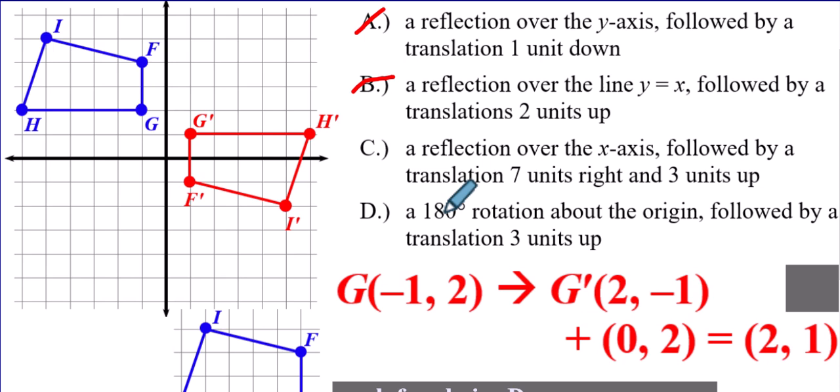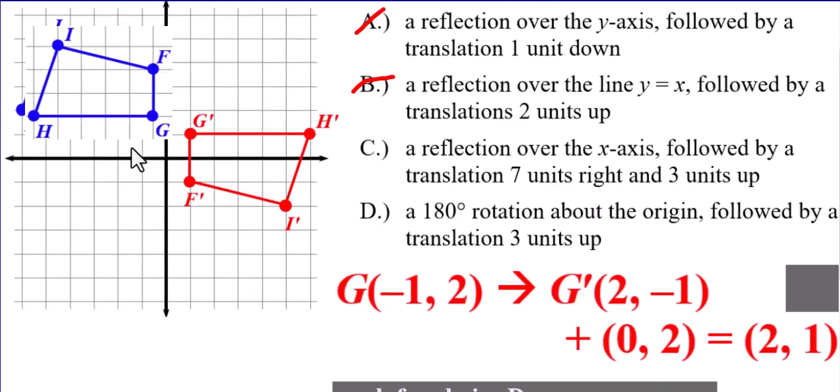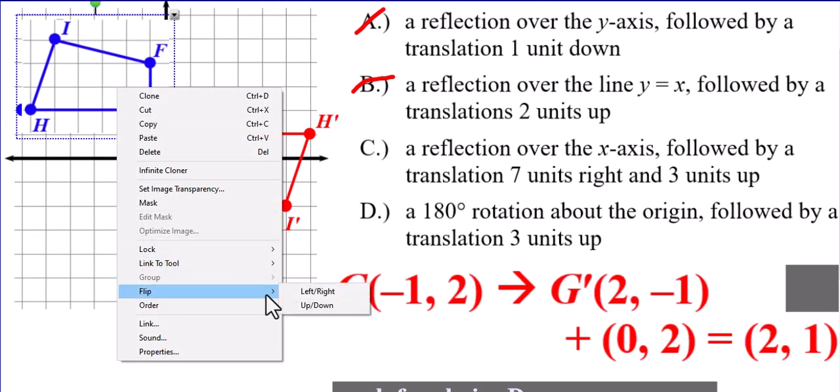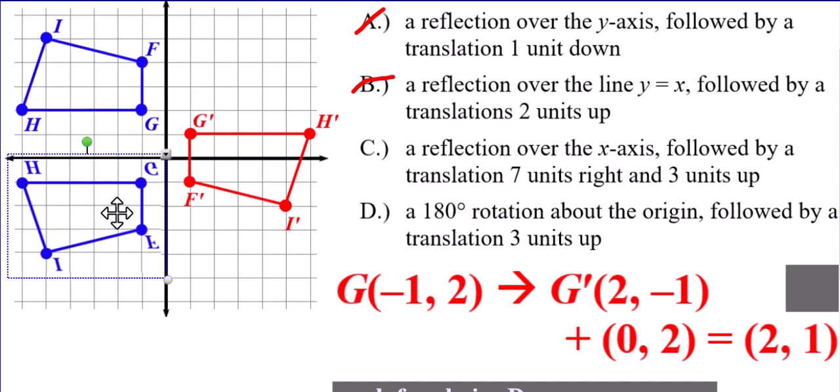All right, is it choice C, a reflection over the x-axis? Let's go ahead and flip this guy. That's going to give me a different orientation, isn't it? That would make it look like this. Notice that HI is on the left and GF is on the right, and that's not the way that my prime's shape is. That's not the orientation of it. So choice C, I can automatically eliminate from being correct.